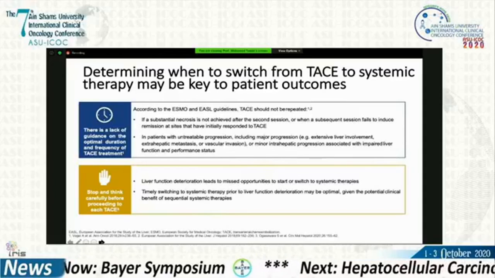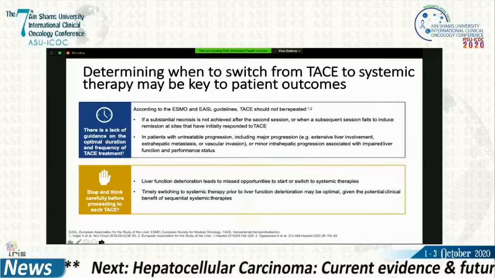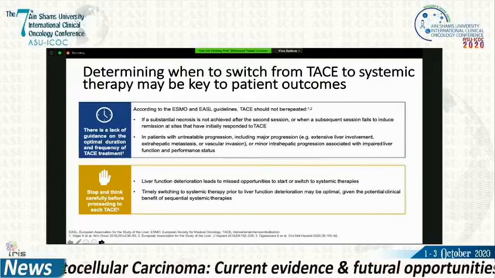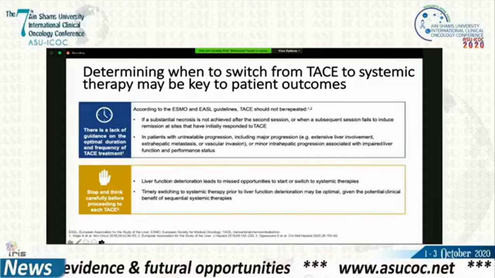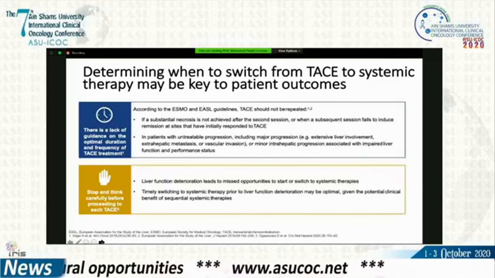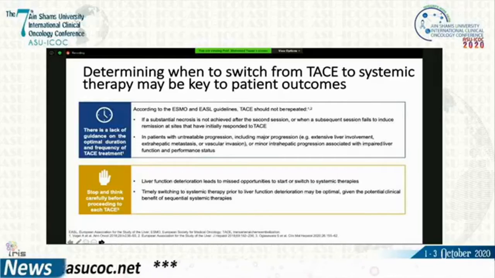And this is very important. According to ESMO, if a substantial necrosis is not achieved after the second session, or when a subsequent session fails to induce remission at sites that have initially responded to TACE, in patients with untreatable progression, including major progression, extensive liver involvement, extrahepatic metastasis, or vascular invasion.